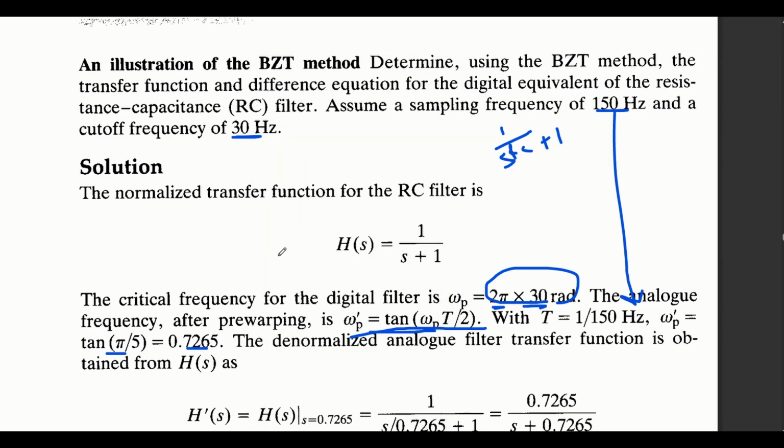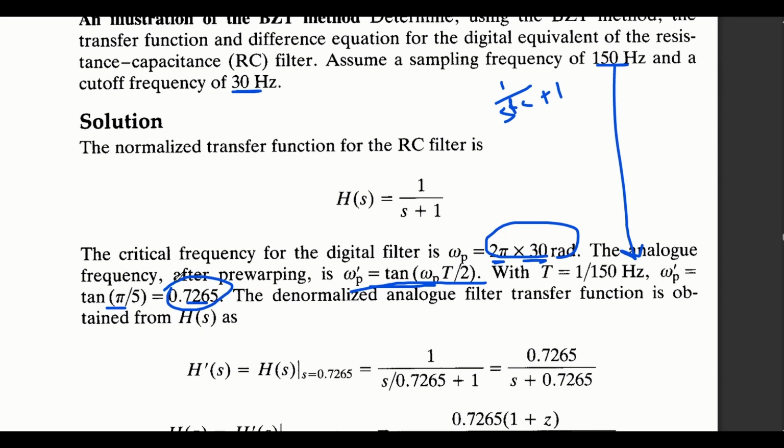Once you do that, the next part is simple. You are just supposed to follow. You have been able to find the analog prewarping factor, so you have to put it back into the equation. Anywhere you see S, replace it by S over 0.7625. Our original equation was this, so the numerator is 1, and the denominator is S, so we replace it with S over 0.7625, and that's it. When we simplify all of that, we get this expression. I know that one is easy.